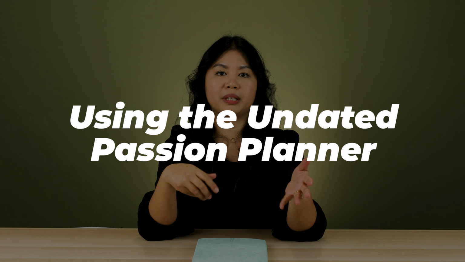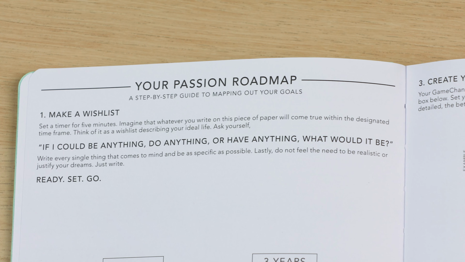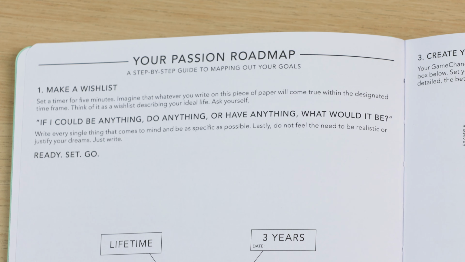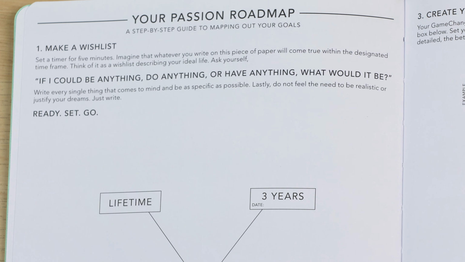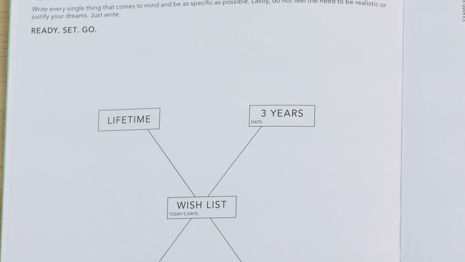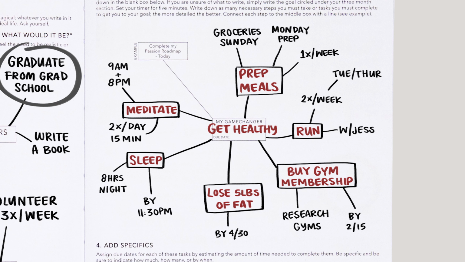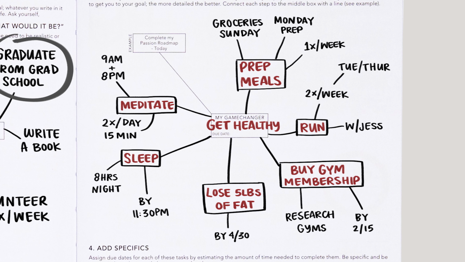Okay, so let's get into how to actually use the undated passion planner as it was meant to be used. All passion planners, including the undated, have the passion roadmap, and this is what makes passion planner what it is. You are asked if you could be anything, do anything, or have anything, what would it be? And you brainstorm all of those goals and all of those dreams. You break it down into what we call a game changer, or the goal that's going to make the most positive impact on your life right now. You set smaller goals from that one game changer, and then you schedule it into your weeks and your months.